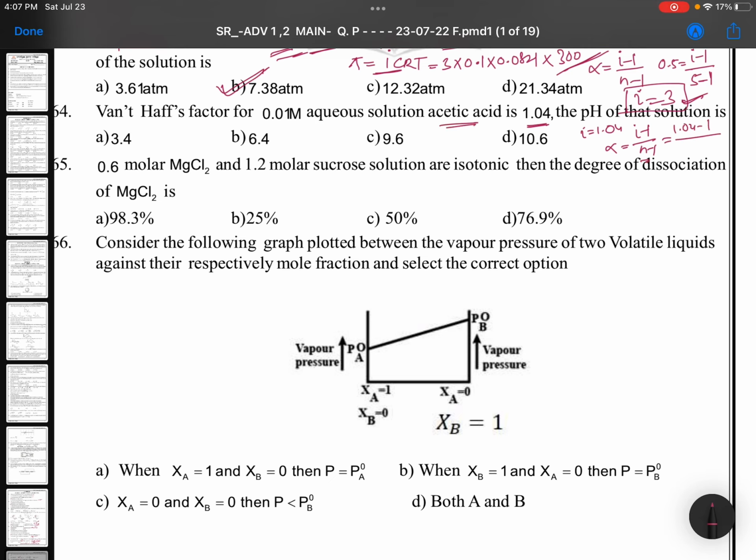Acetic acid dissociates into CH3COO minus and H plus. 2 ions are there, so 2 minus 1. So alpha is equal to 0.04.